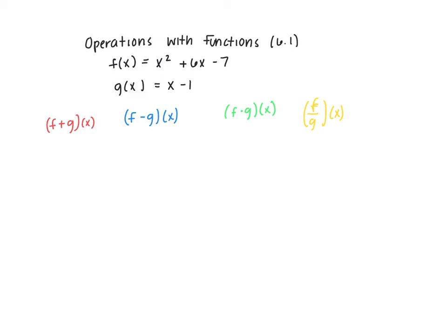When we add two functions, all we're doing is basically combining like terms. So here we only have one x squared term, but we do want to combine our 6x and our 1x. That's going to give us 7x. And then we have minus 7 and minus 1, which will give us negative 8. And so this is our full answer.